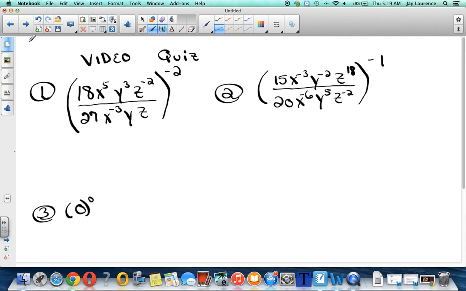Okay, so I modeled that for you again. Here's 3 problems. The first 2 are exactly what I did in class, and the third one is something we've talked about quite a bit.